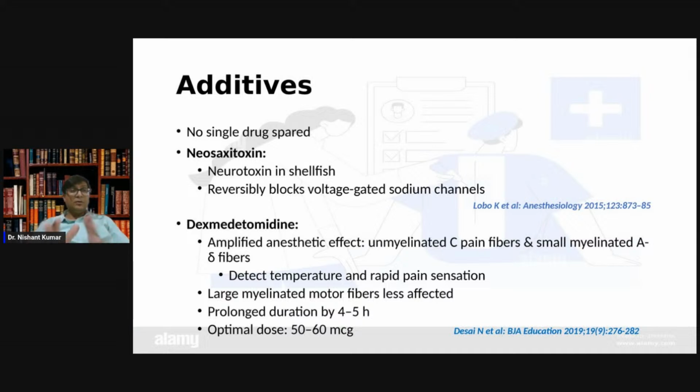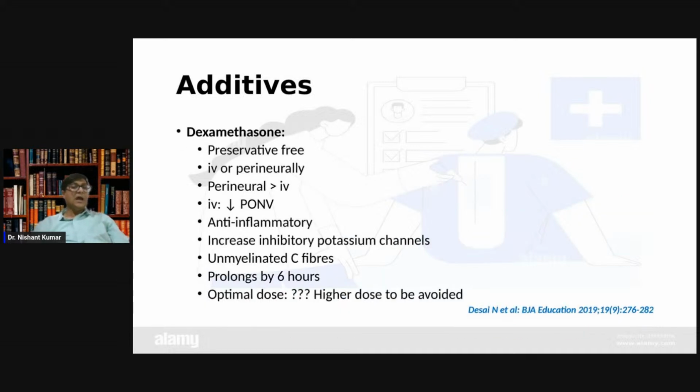Now, the most common additives that have been presumed to be safe and provide long-lasting analgesia are dexmedetomidine, which prolongs duration by 4 to 5 hours, with an optimal dose of 50 to 60 micrograms in an adult, and dexamethasone, obviously preservative free, which can be given IV or perineurally. But we have seen that perineurally performs a bit better than IV, and if given IV, it decreases postoperative nausea or vomiting.